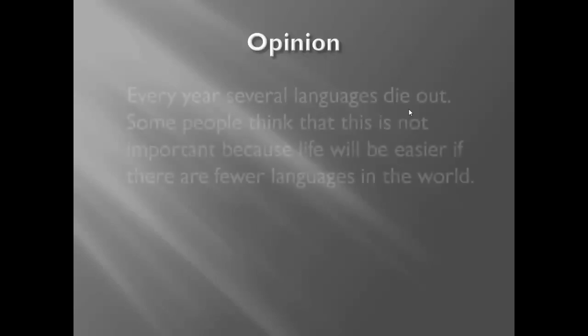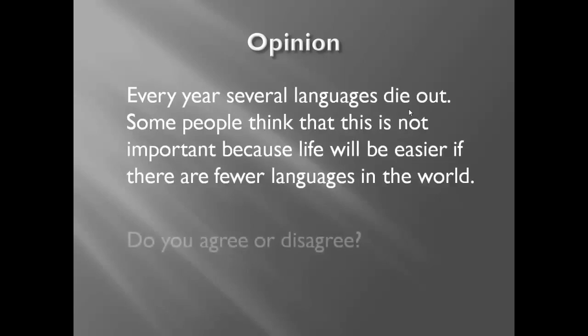So an opinion question. An opinion question will always start off with someone else's opinion, a statement that is one-sided. So like this one, every year several languages die out. Some people think that this is not important because life will be easier if there are fewer languages in the world. So it's a one-sided opinion about something, and they're asking you, do you agree with that statement or do you disagree with that statement? Do you not agree with that statement?